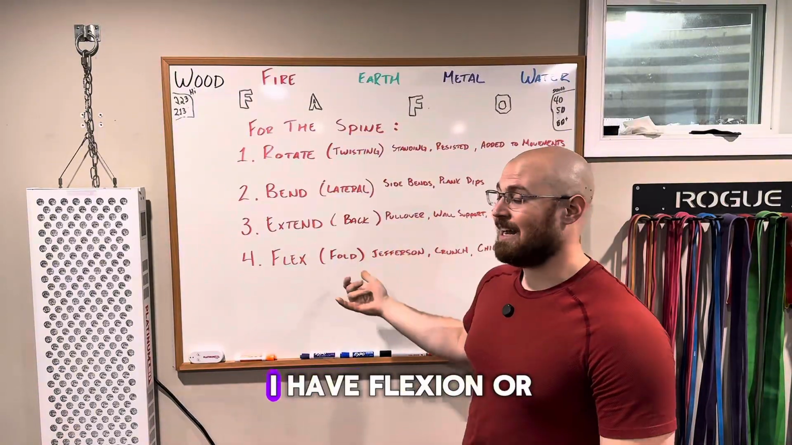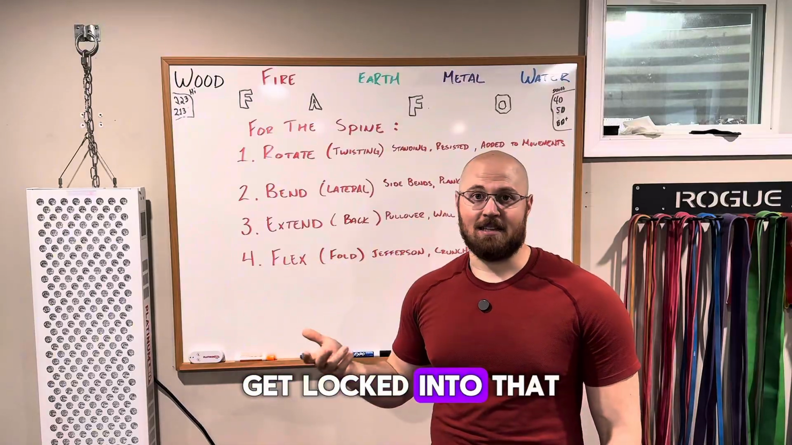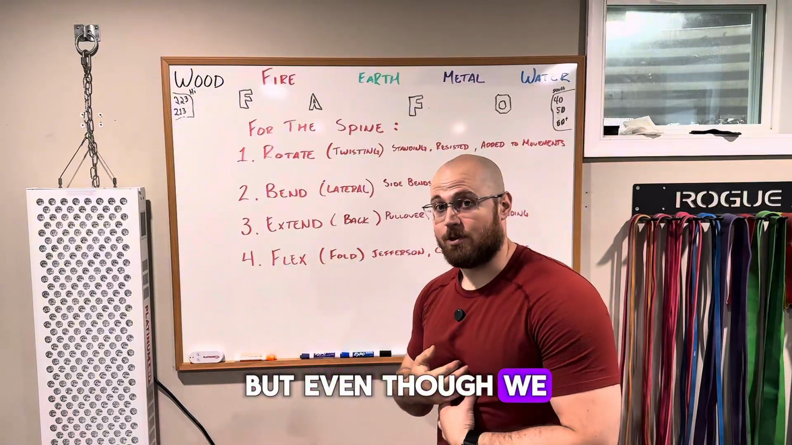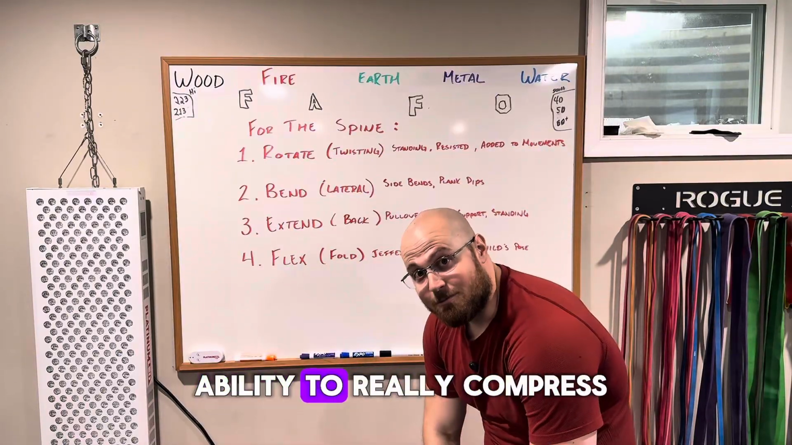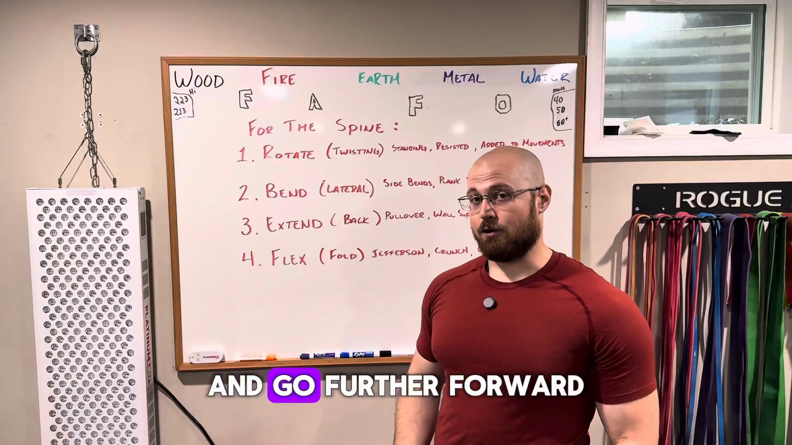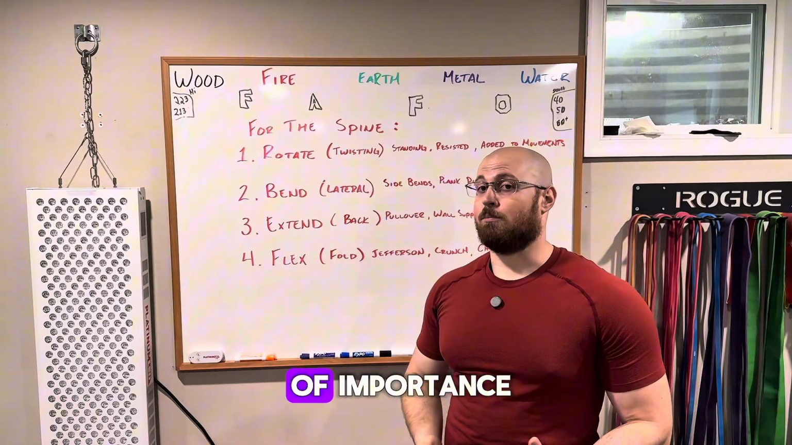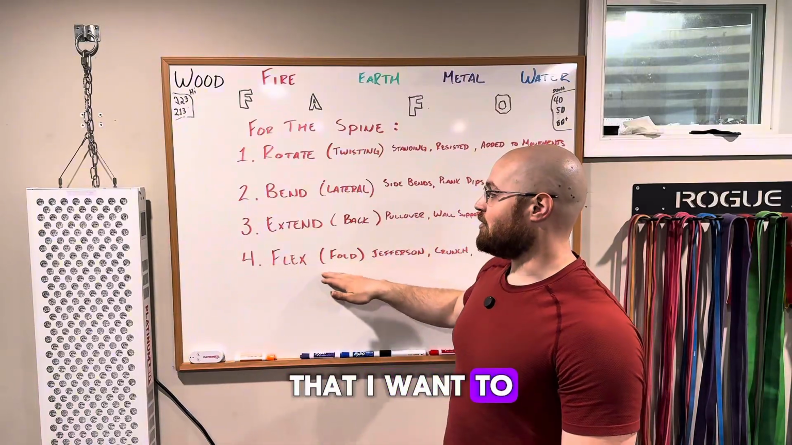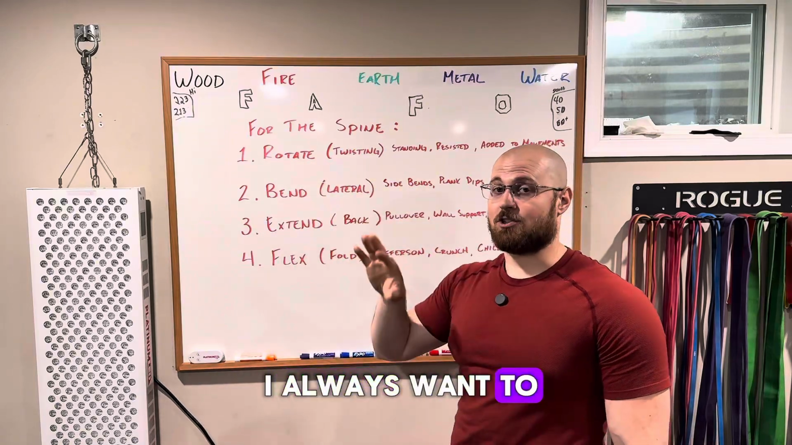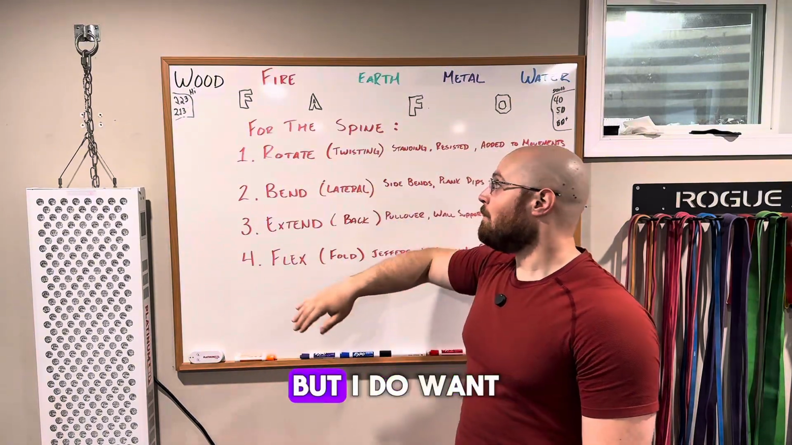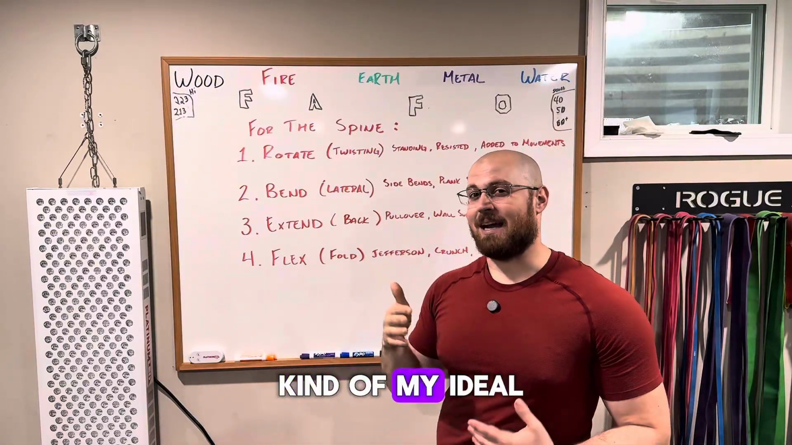Wrapping up our list, I have flexion or folding forward. Now again, I just said that a lot of us get locked into that flexion position, but even though we tend to be in that forward flex position, we still lack the ability to really compress that spine and go further forward. Now, although this list is somewhat in order of importance, it does not mean that I want to forego flexion training and only train rotation. I always want to train all 4 of these domains, but I do want to try and prioritize having this list as kind of my ideal.